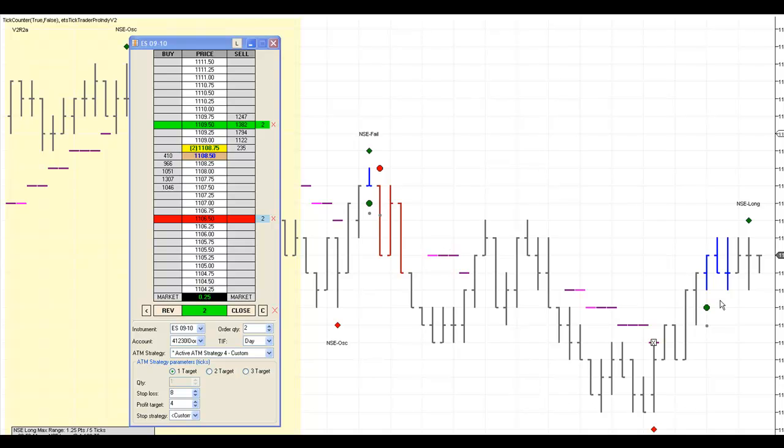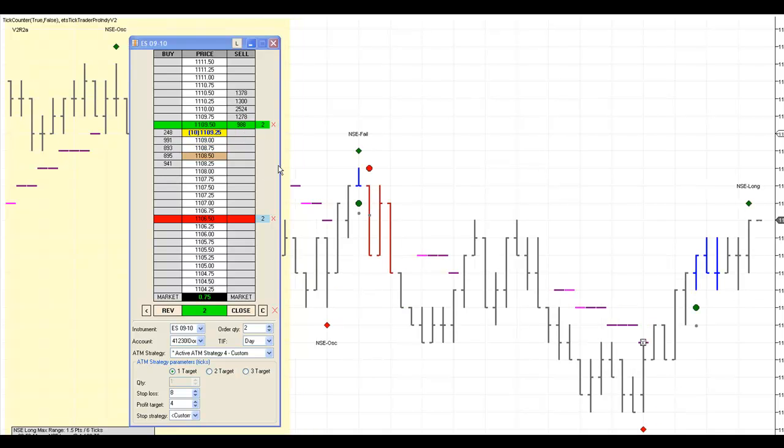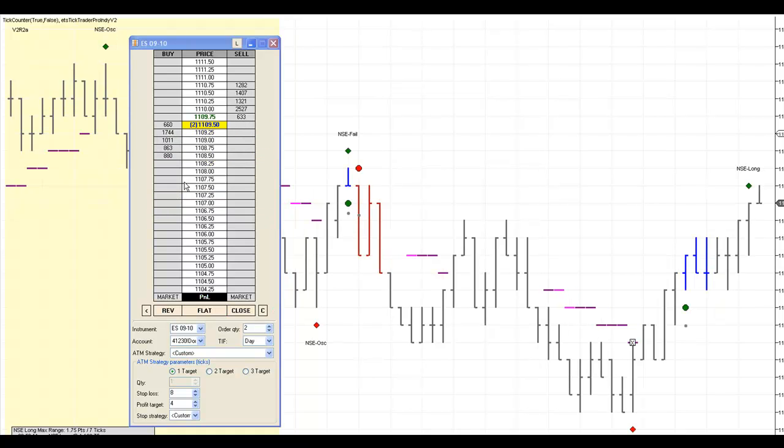Okay, so now my plan is to recover the 4 ticks off a standard NSE, get back to even, and then try to make another trade and make some profit. Okay, so let's see if we can uptick here and hit 50. There we go, and we're off. So now we're even. We took a loser, we had a nice winner, and then now we're back to even.